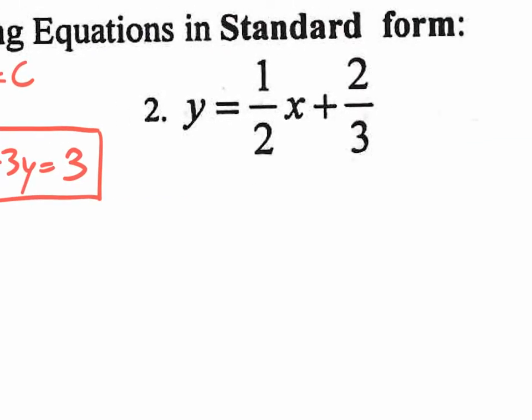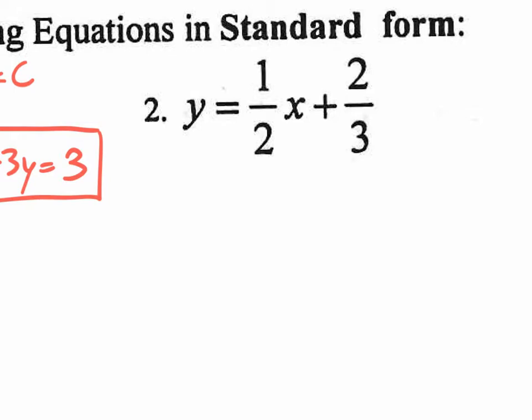Right here we have two different fractions. And again, standard form, you can't have any fractions or decimals. So you want to get rid of all fractions. The way to get rid of both fractions at the same time, we've already done this before when we solved equations and we didn't want fractions. When you want to get rid of fractions, you need to multiply everything by the LCD. That way it'll get rid of all fractions at the same time.